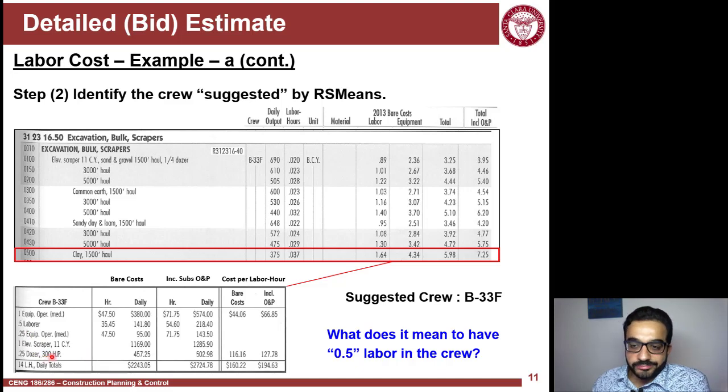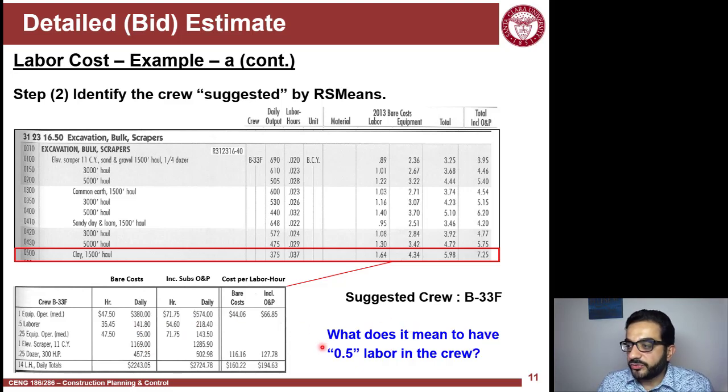Scrapers, dozers, they're given here as daily cost. This is the bare cost. This is including overhead and profit. So you see the prices here are increased to include overhead and profit. And this is the cost per labor hour. So this is another way of representing the data. This is mainly for subcontractors. They like to talk cost per labor hour. So we'll not cover that in detail, as simulating the detailed estimate is usually done by general contractors.